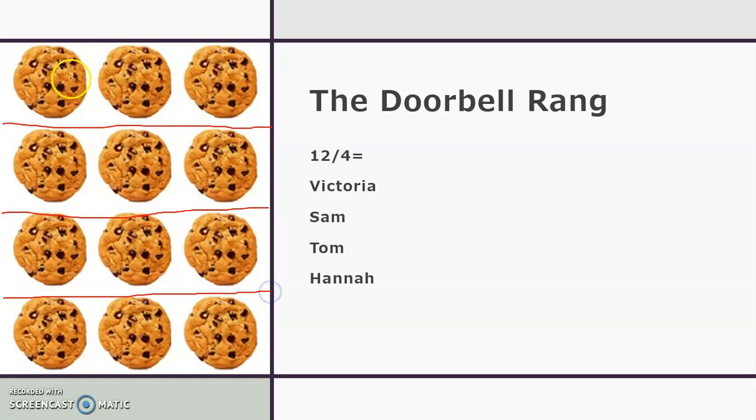Here are the 4 groups. In each group, there are 1, 2, 3 cookies. So 12 divided by 4 is 3. Each child will get 3 cookies. And they were going to eat. But guess what? Somebody else is at the doorbell.